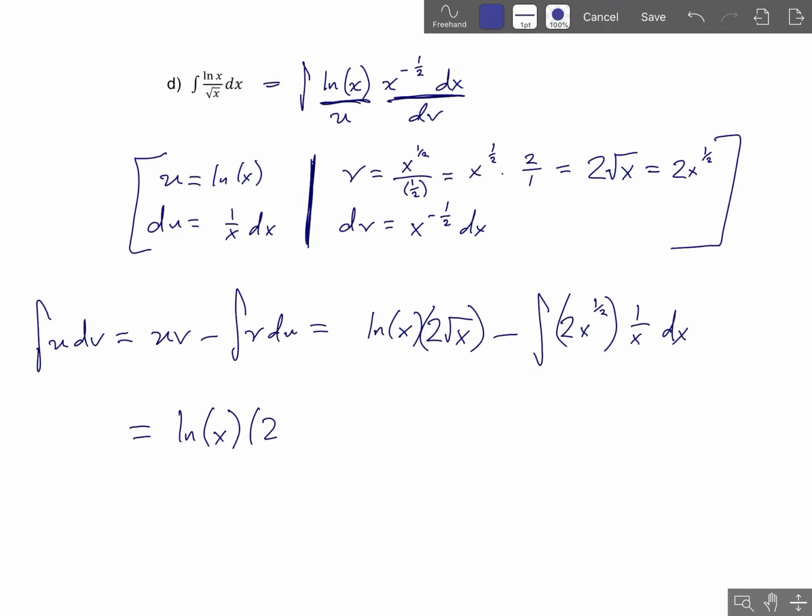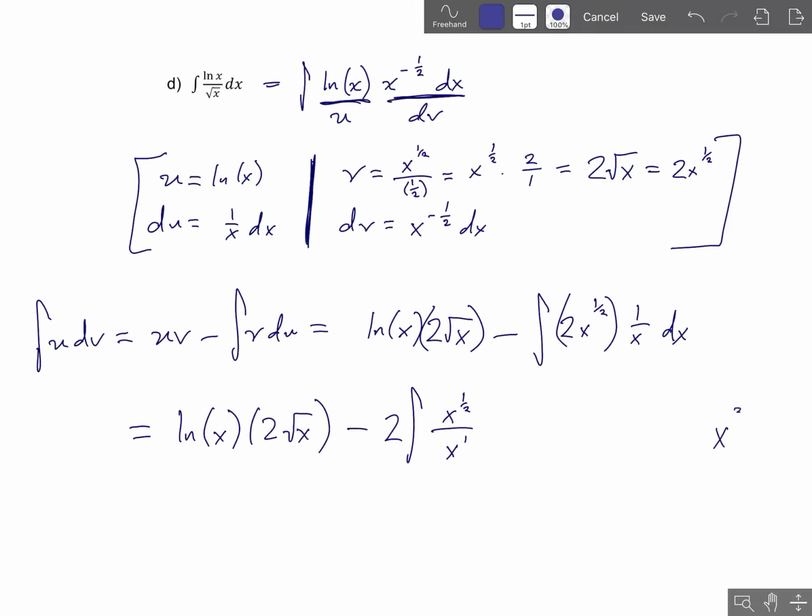So this would be ln x times 2 root x minus, if you want, you can factor out that 2 from the integral because it's just a constant factor. But here we have x to the 1/2 divided by x. So whenever you have x to the 1/2 divided by x, you would be taking this top exponent and subtracting the bottom exponent, which is 1, if you want to think of it that way.